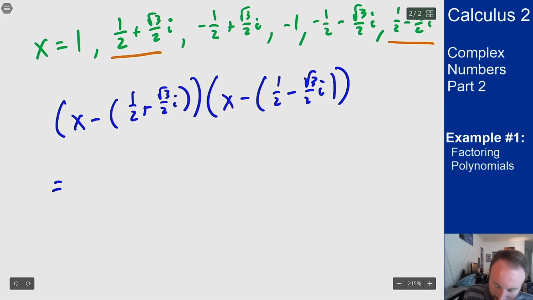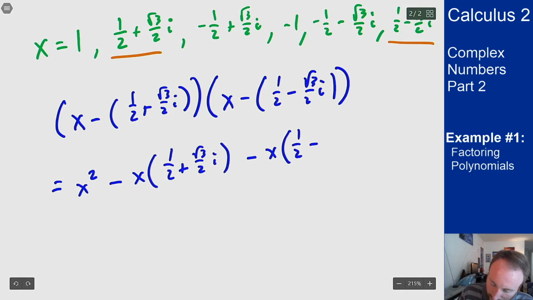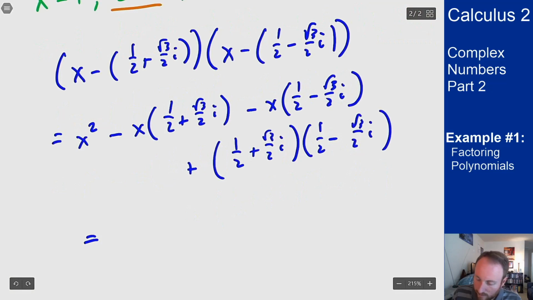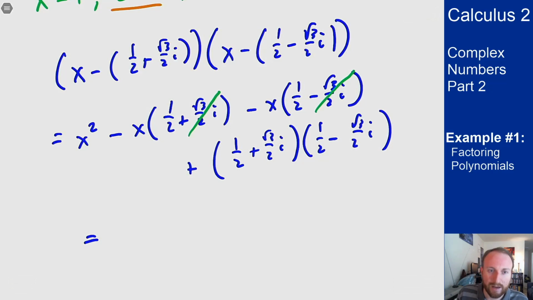If I FOIL this out, I get x squared minus an x times (1/2 plus root 3 over 2 i) minus an x times (1/2 minus root 3 over 2 i), and then plus (1/2 plus root 3 over 2 i) times (1/2 minus root 3 over 2 i). The fact these are complex conjugates will make this next part always happen, and that's that the imaginary part is going to cancel out of the x term. On the first I have a minus root 3 over 2 i, next I have a minus negative root 3 over 2 i, so those are going to cancel.